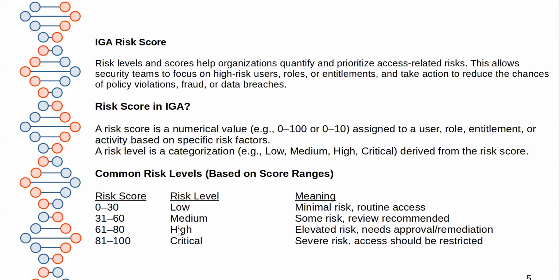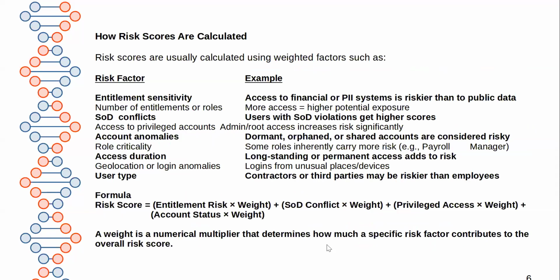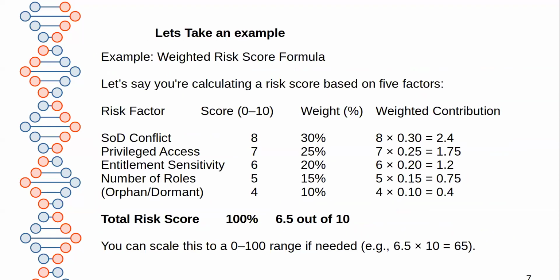If after adding everything, my score comes above 8, which means 81 to 100, it means it is going to be a critical risk level for me. This says me that it is a severe risk. Access should be restricted for this particular user, for this particular application, as well as for this particular entitlement. So this is how you calculate the risk and the risk scores.